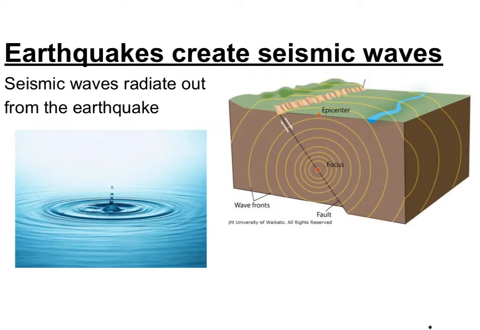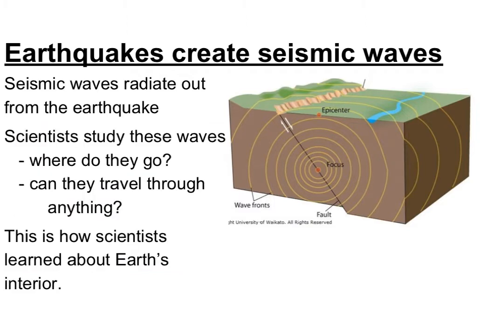Earthquakes usually take place deep underground along a fault line. And when the earthquake takes place, the seismic waves radiate outwards away from that center point where the earthquake took place. Scientists tend to study these waves usually for a couple of reasons. They're interested in where do they go? For example, do they just radiate out for a little ways and then stop? Do they continue to radiate through the entire Earth? Do they leave the Earth and go up into the atmosphere? Like, where are these things going?